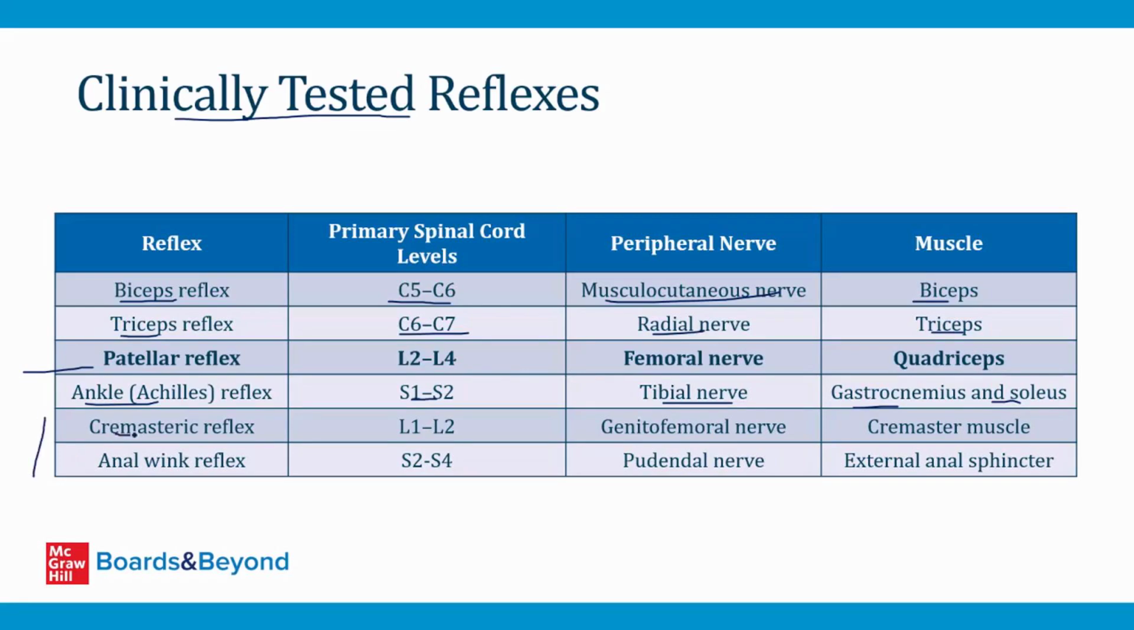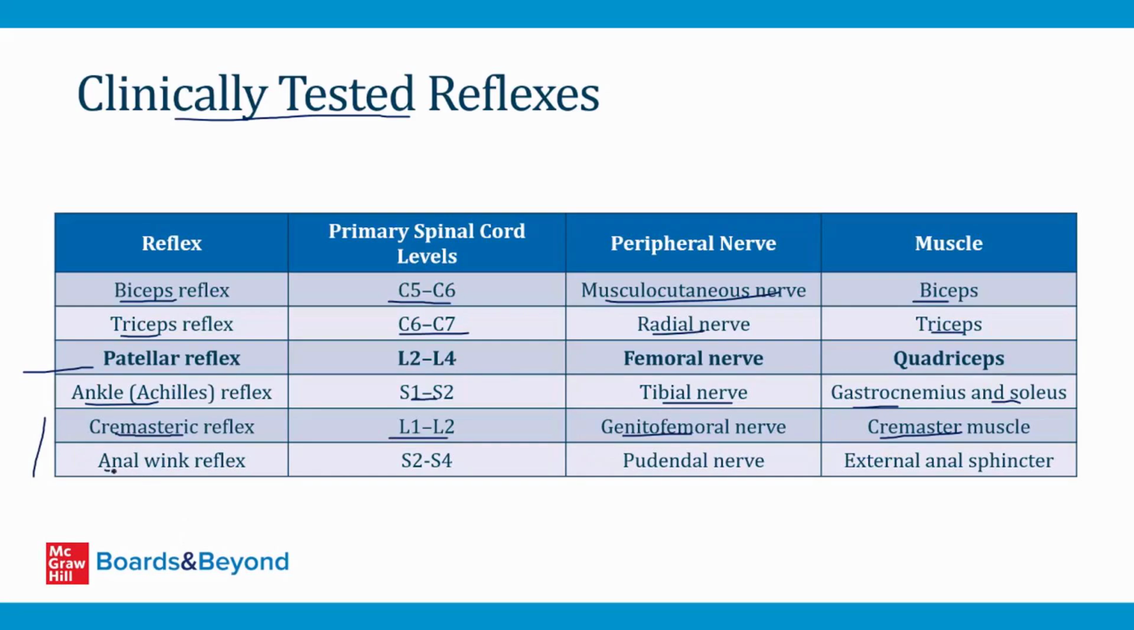So to test the cremasteric reflex, you stroke the inner thigh of a male, and this should cause the testicle on the same side to rise up by contraction of the cremaster muscle. This tests spinal nerve roots L1 to L2. They send signals out by the genitofemoral nerve to the cremaster muscle.